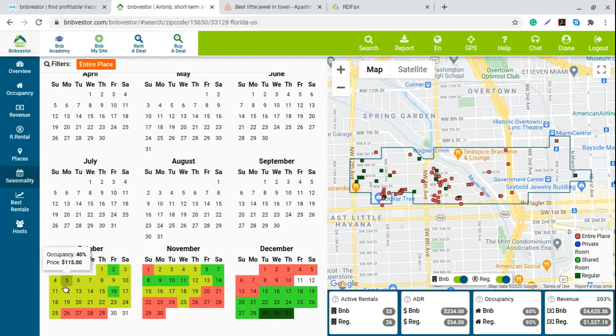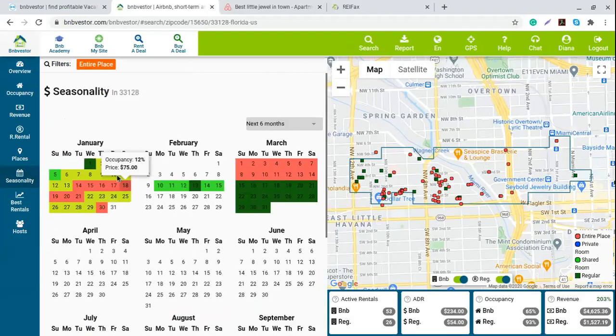Yellow means 46%, 33%, okay? And there you can see the prices of how much you can charge during this time, okay? This date, Friday, October 2nd, okay? Then November, you can also see it like here, December, and then January, February, and March. In March is where we can expect a lot of occupancy, okay? These people are already booking for this time.